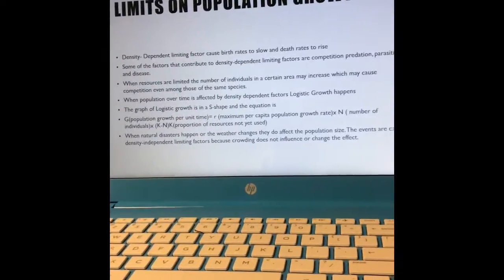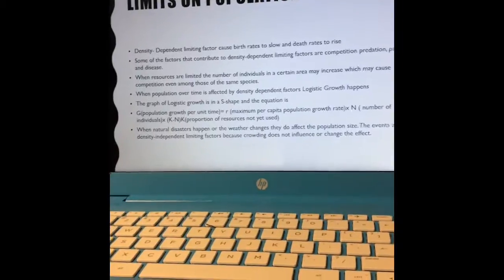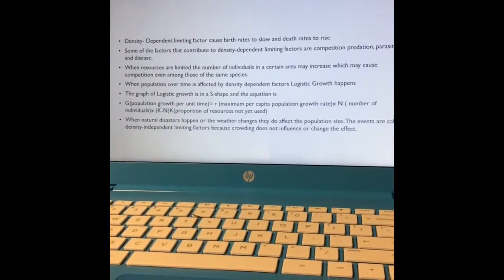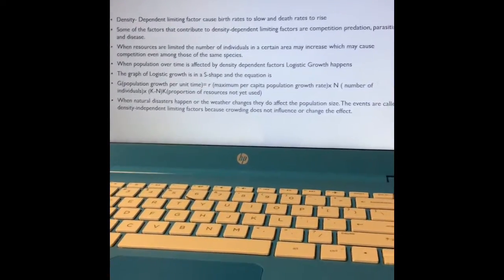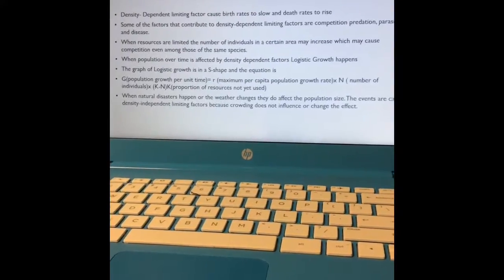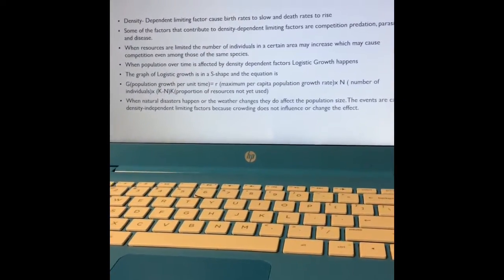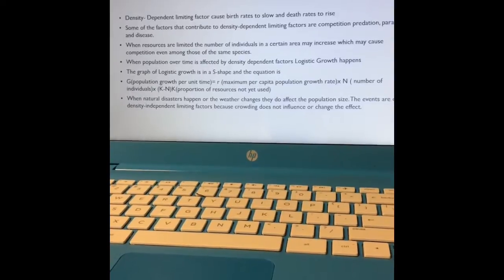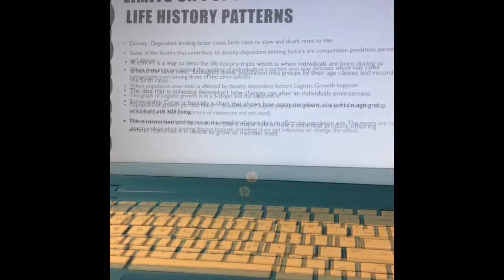Natural disasters do happen, and they can change the population size drastically. So these are called density independent factors, because crowding does not influence or change the effect of this.